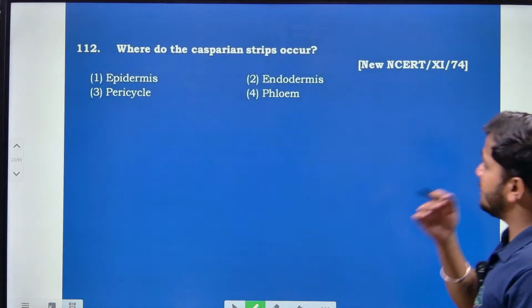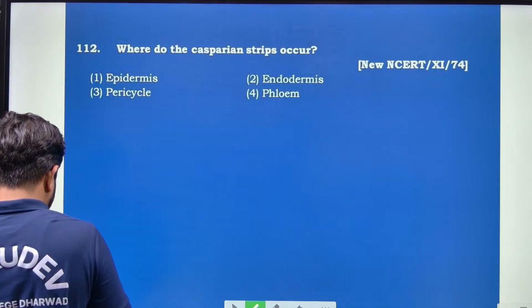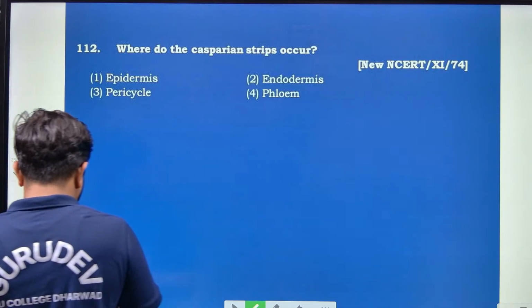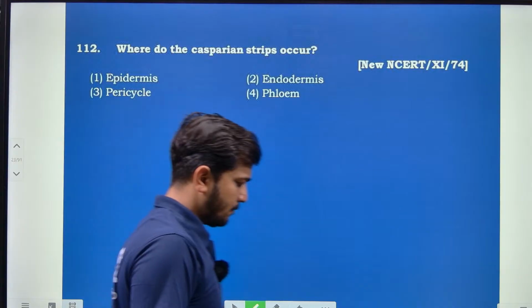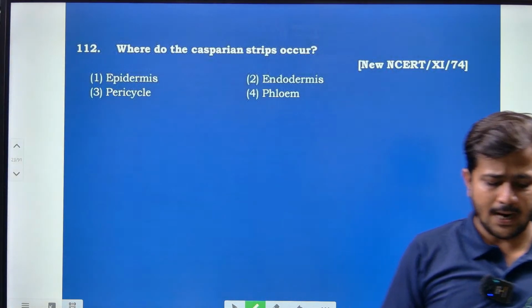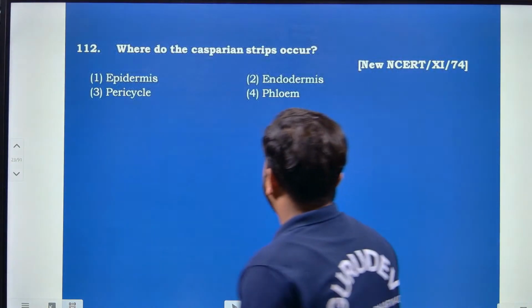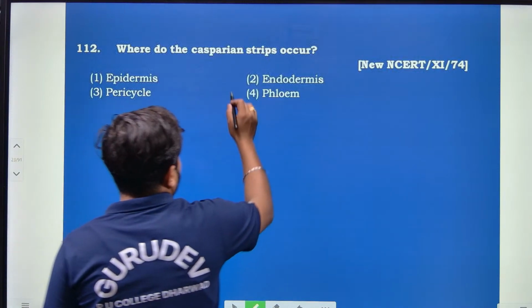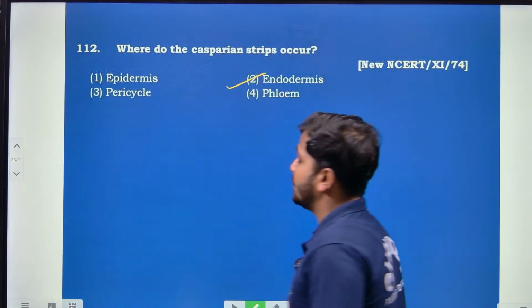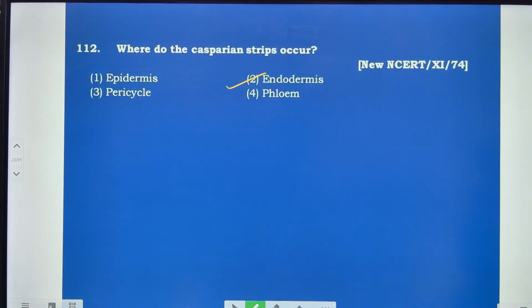Then next question: where do the Casparian strips occur, right? Casparian strips can be seen in the endodermis, the innermost layer of the cortex, in the root, and it is called the starch sheath in dicot stems. So according to this, option 2, that is the endodermis, is correct. So the answer is nothing but 2, right?